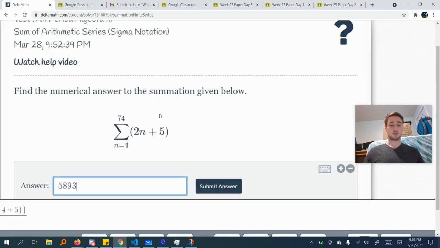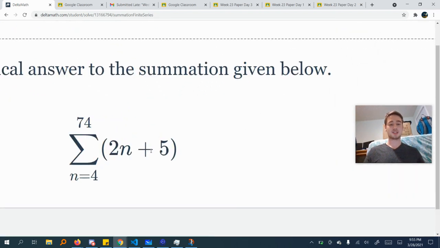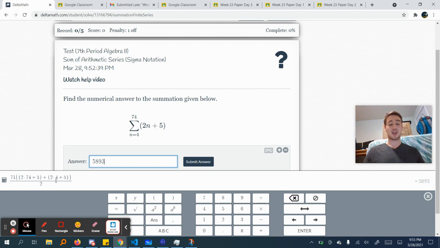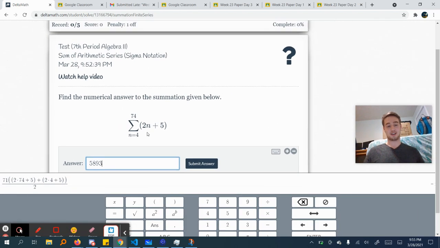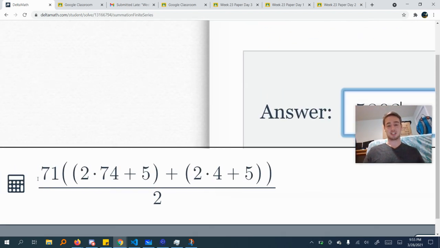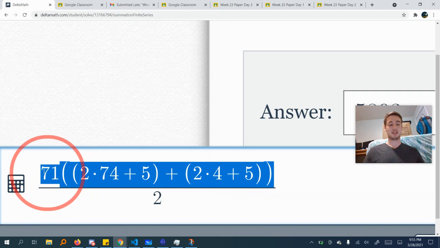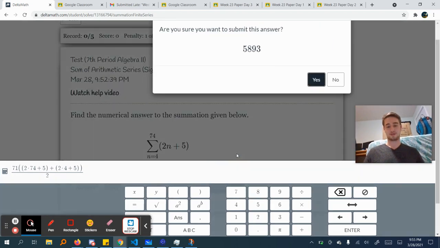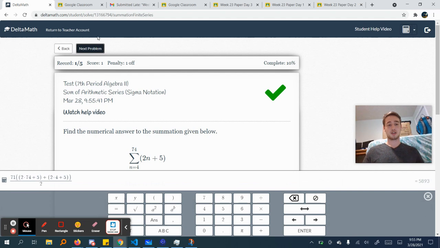So what we did was we plugged in the top number to this, plugged in the bottom number, which was the 4, added them together, multiplied them by the number of terms, and divided in half. So adding them together and dividing in half just gives us the average term, and then we multiply that by the number of terms. So 5893 is going to do it for this one. Next problem.